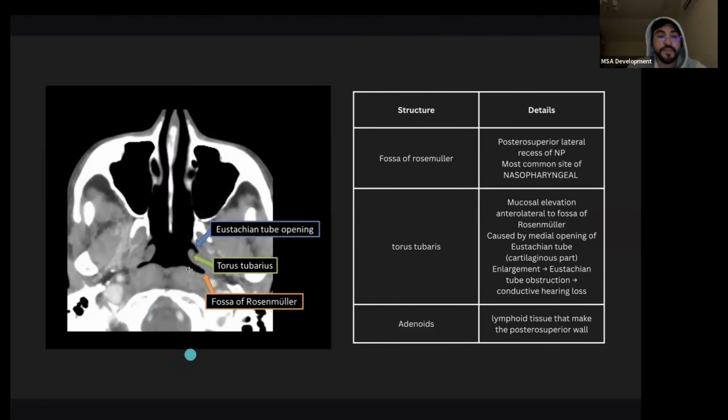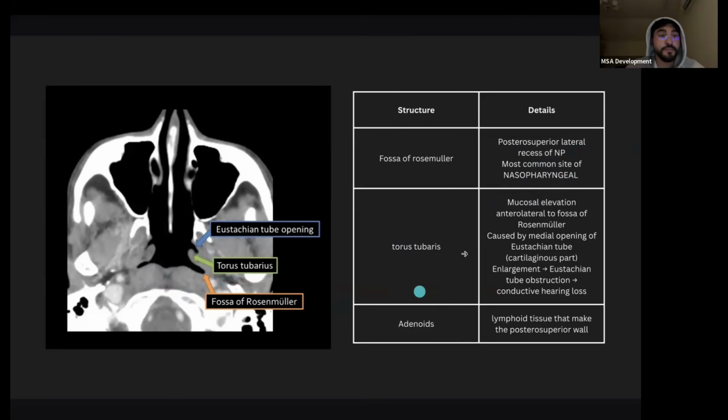Okay, now look here. Within the nasal structure, we have the opening of the eustachian tube that connects it to the middle ear. And then we have something called the torus tubarius. And then we have the fossa of Rosenmuller. Fossa of Rosenmuller basically is a posterior superior lateral recess of the nasal cavity. And this is the most common site of nasopharyngeal carcinoma.